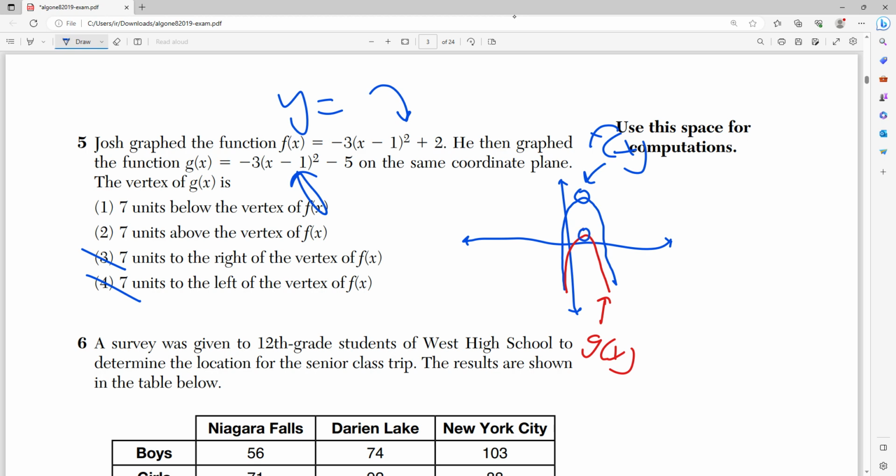It's the peak. Was it shifted 7 units above the vertex? No. It was shifted 7 units below the vertex of f of x. See? 7 units below. This is the only one that talks about it being shifted below.